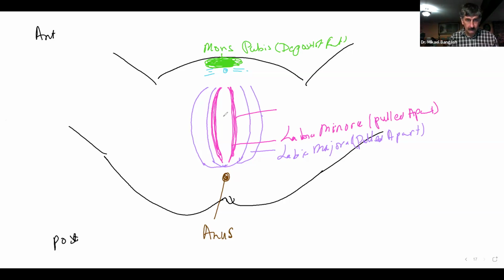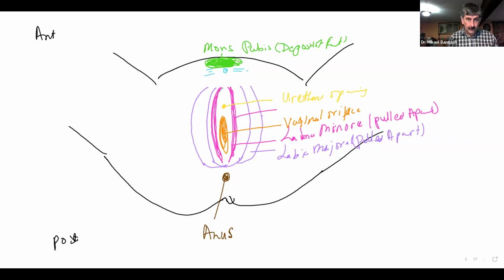Which is going to be here. Will be the vaginal orifice or opening of the vagina. But we mainly have, slightly anterior to that, the urethral opening.